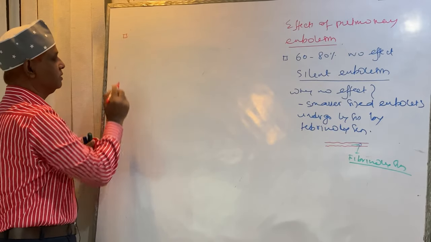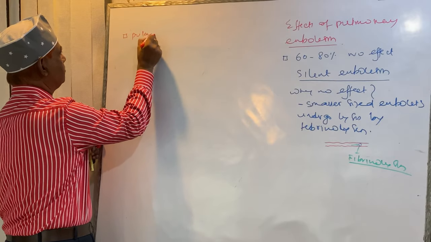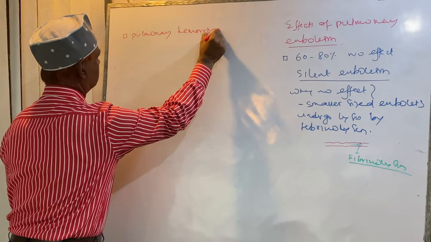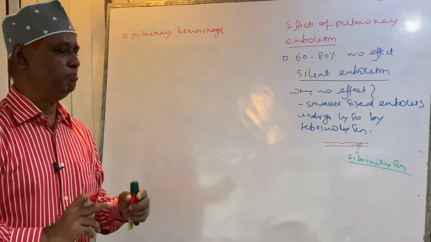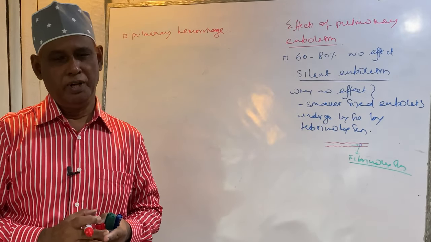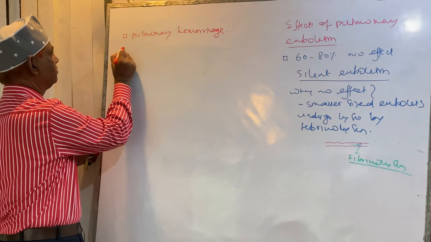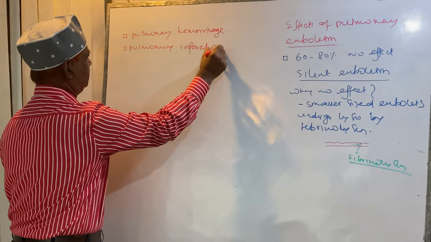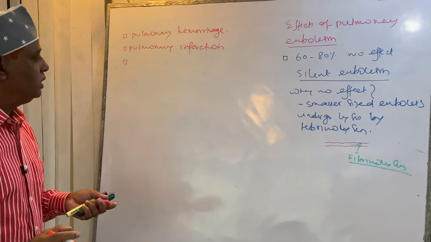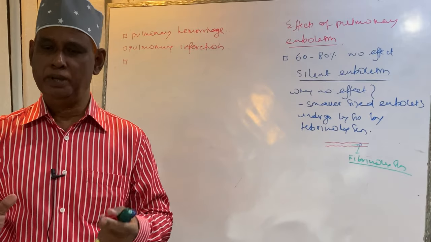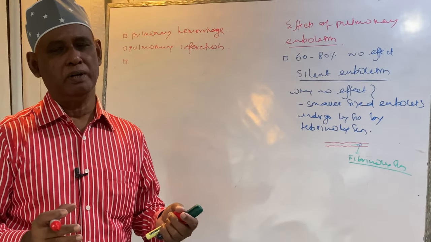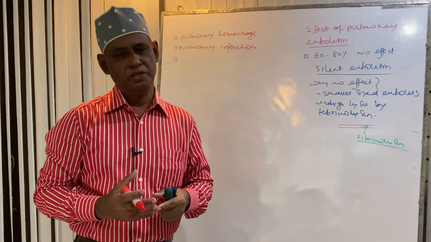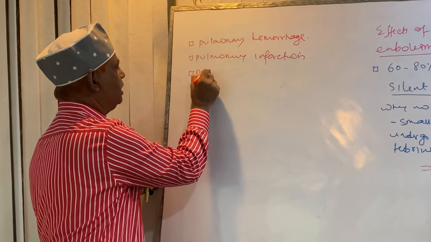Another effect is pulmonary hemorrhage. If a medium-sized vessel within the lung is impacted, there is chance of pulmonary hemorrhage. Pulmonary infarction. Dear audience, you know, infarct means localized area of ischemic necrosis, either due to sudden arterial occlusion or due to impaired venous return. The localized area of necrosis is called infarct. Then, pulmonary hypertension.